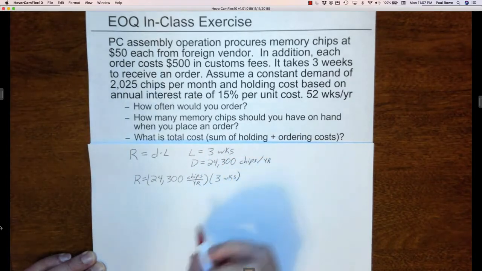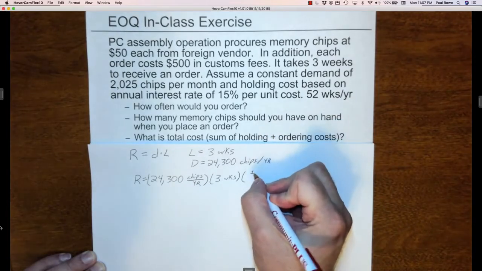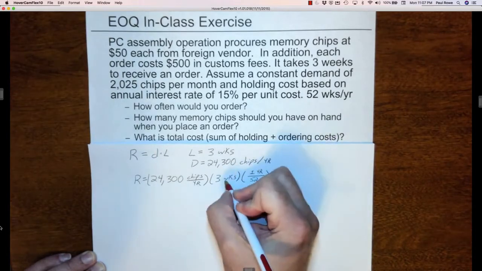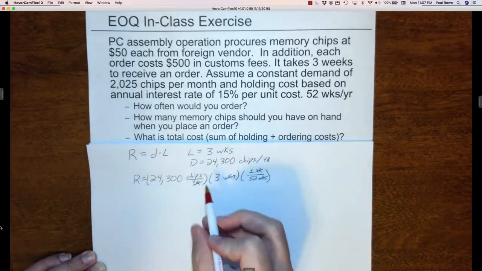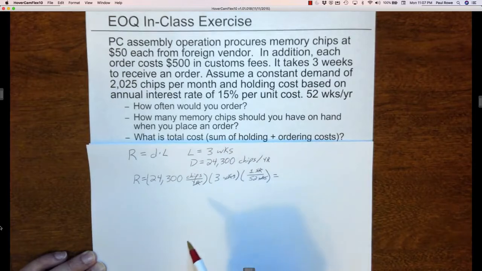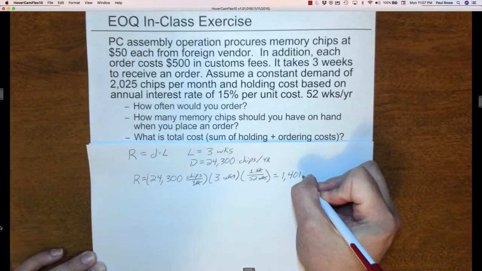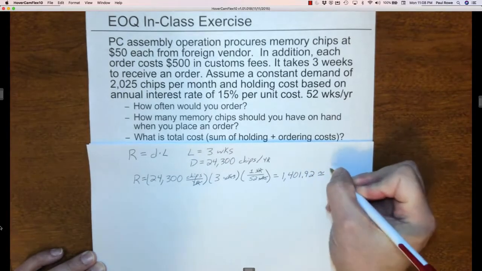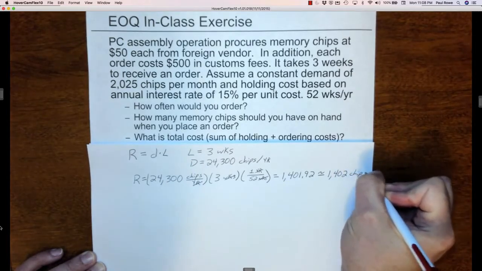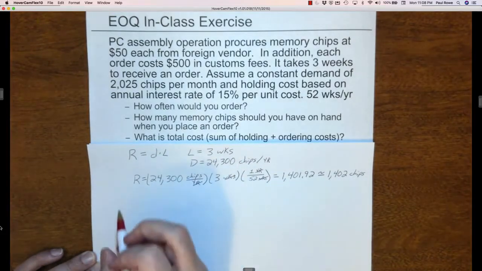Can we cancel these out? No, not the same. But again, what do we know? 52 weeks per year. So 1 year is 52 weeks. Weeks cancel out. Years cancel out. So again, no time unit is left, which tells us we're on the right track. And with the right numbers, we come up with 1,401.92, or we'll go ahead and round that to 1,402 chips. So we've now calculated our reorder point.